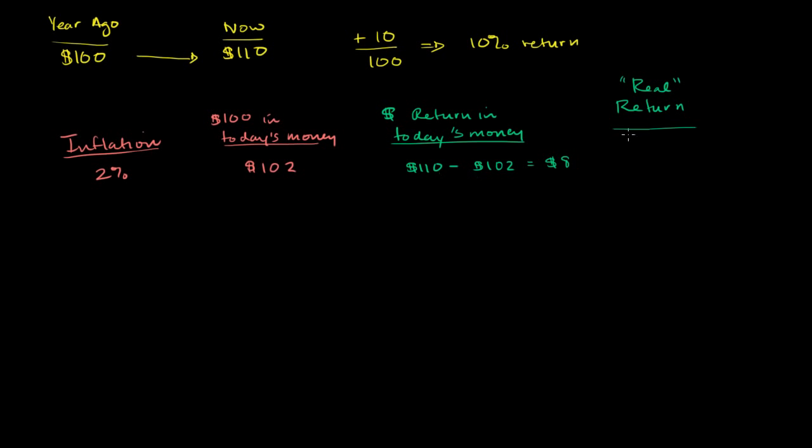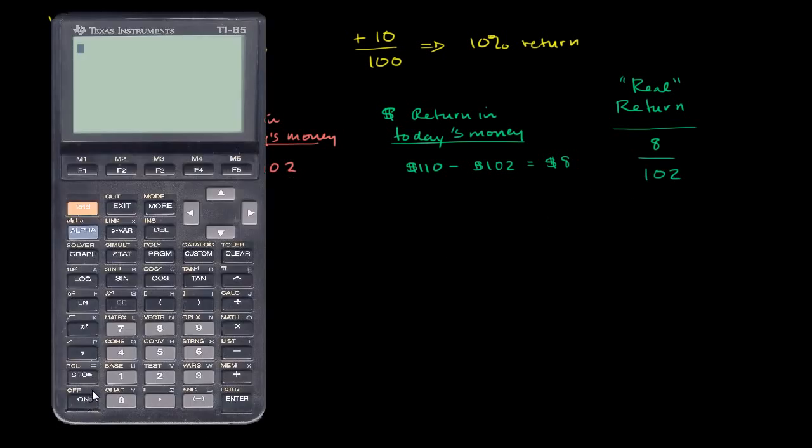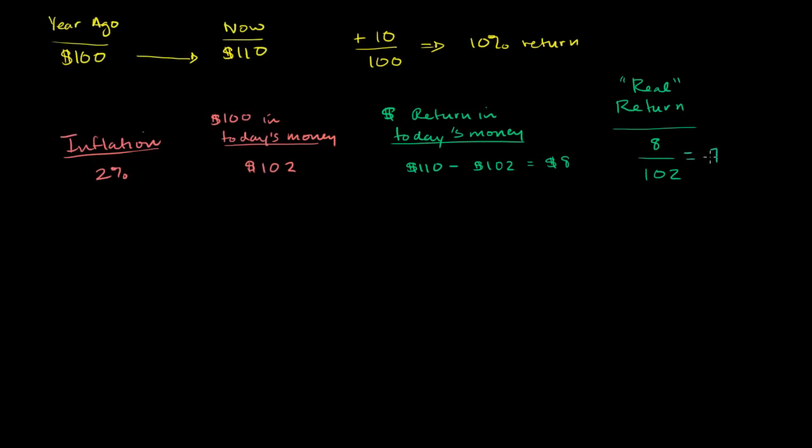But the real return is we made $8 over the course of the year in today's money, and what we originally invested in today's money was $102. And so we get our calculator out. 8 divided by 102 is 7.8%. So this is equal to 7.8%.